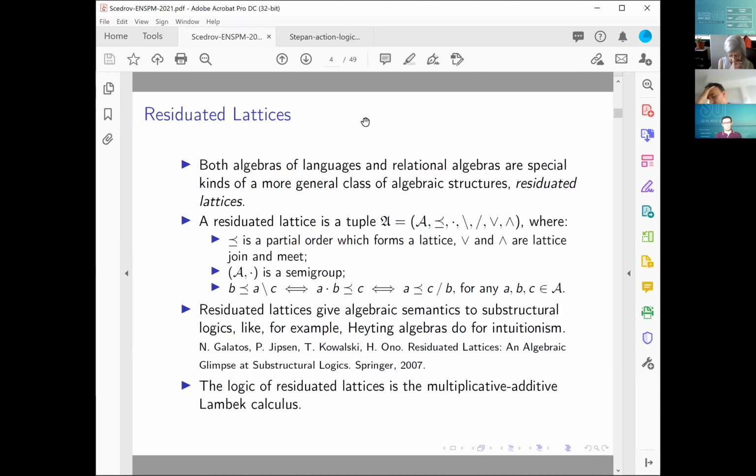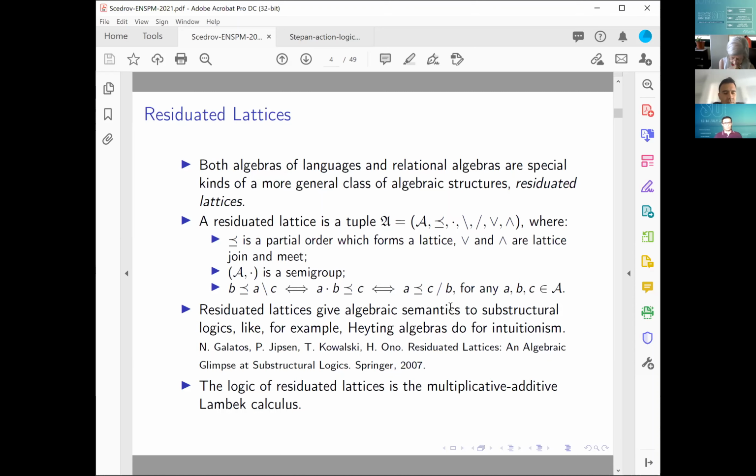So you basically have a partial order, which forms a lattice with lattice join and meets. And you have a semigroup that relates to this structure, okay? How? Exactly by this law that we just noticed in the two basic examples. B is below A over C, if and only if A times B is below C, if and only if A is below C over B, okay?